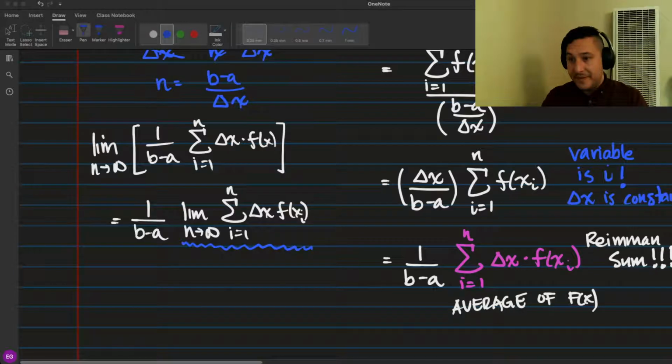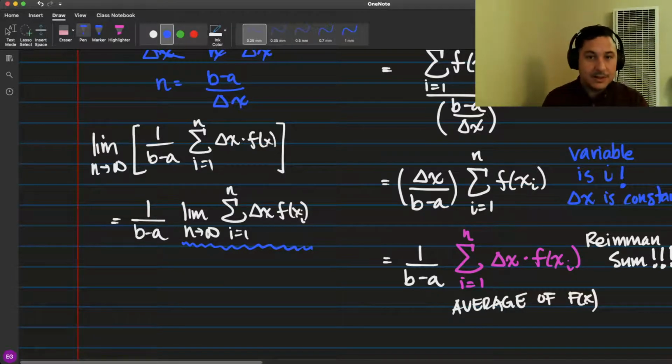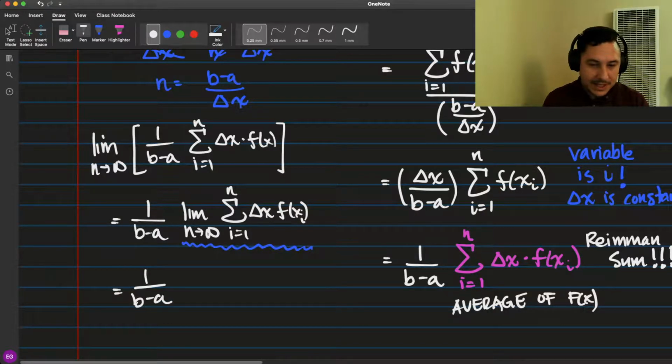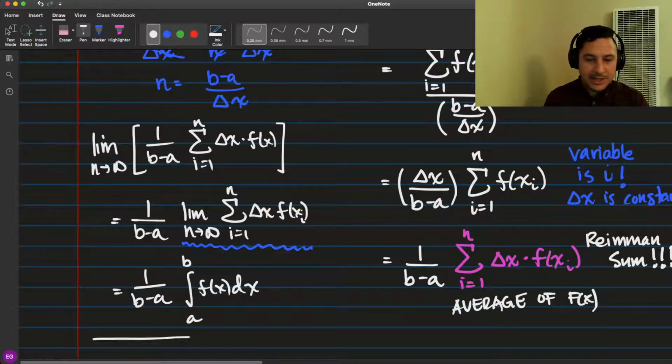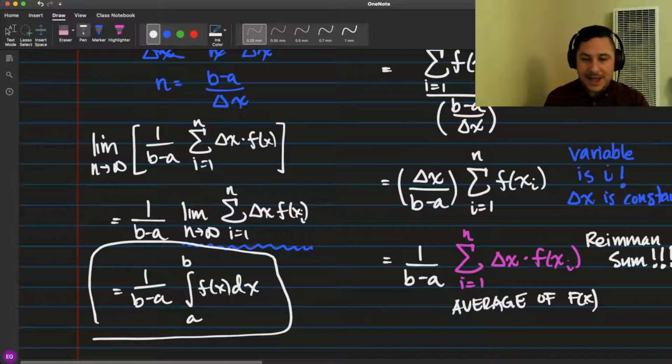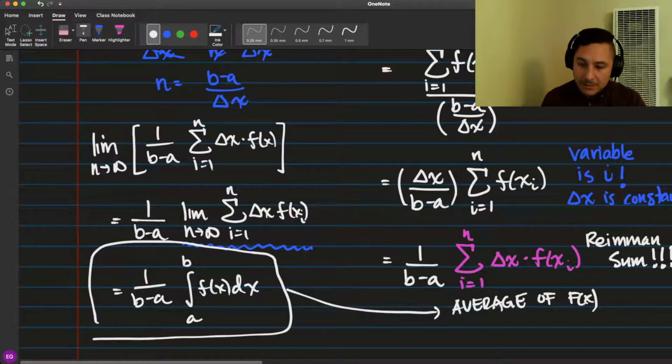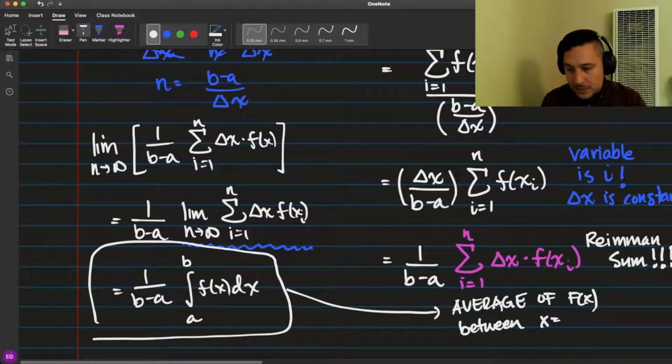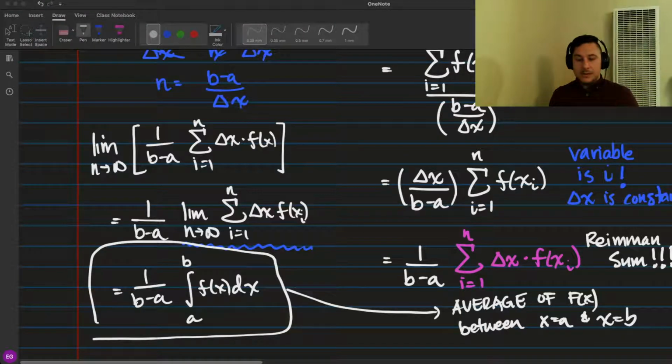Yeah, the definite integral from a to b. So you're like, okay, cool. So what I have here is 1 over b minus a, integral from a to b of f of x dx. And you're like, oh, this is the average value of that function between x equals a and x equals b. So if you want to find the average value of a function between a and b, that's the formula you use.